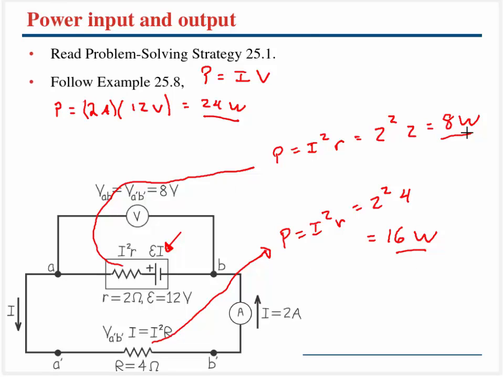And so if you think about 16 watts used by that resistor, 8 watts used by that resistor, 24 watts available to the circuit, it all adds up. So energy is definitely conserved.